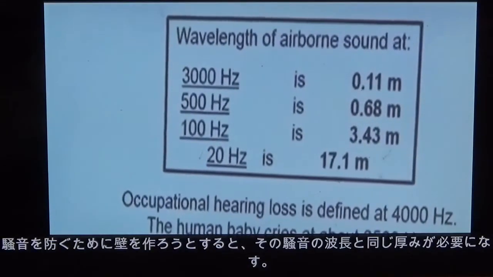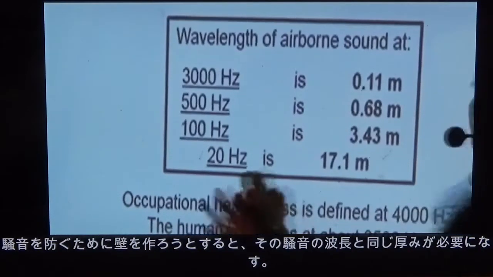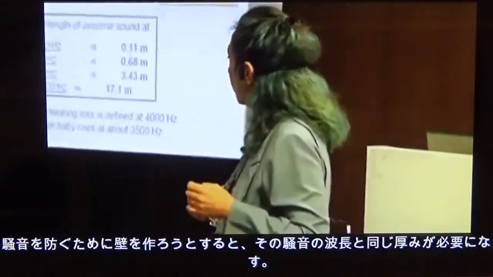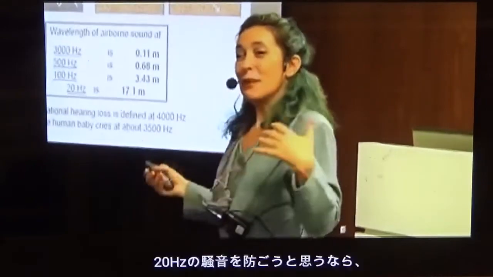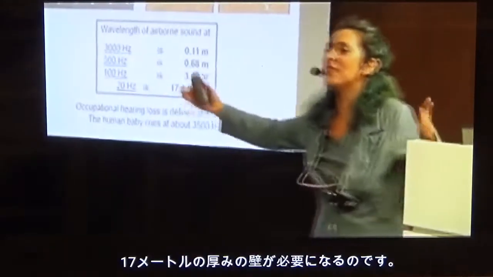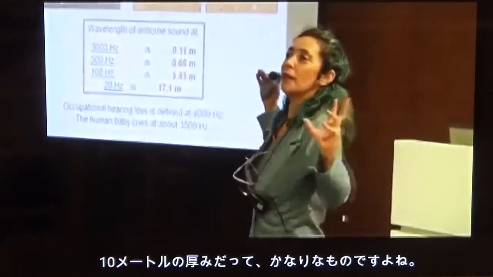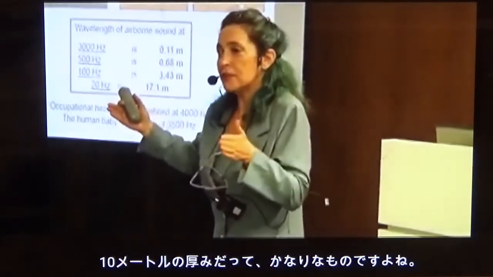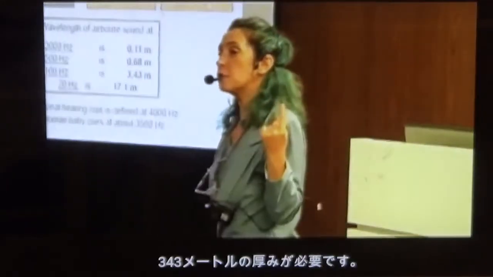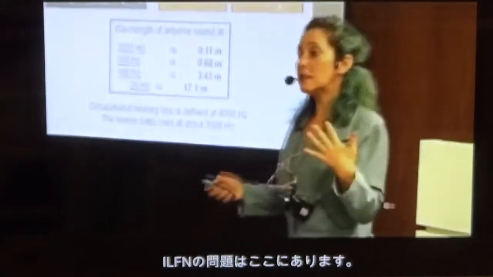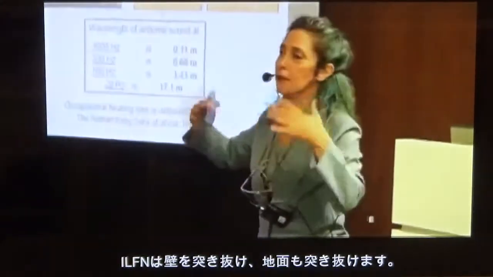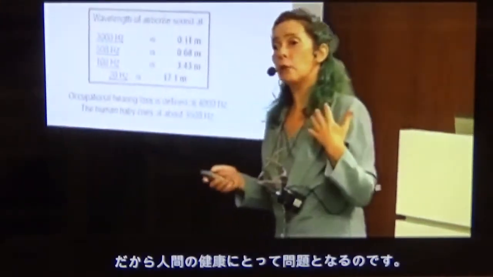Rule of thumb is when you want to make an acoustic barrier, the thickness of the barrier must be on the order of the wavelength. So if you want to protect against 20 hertz, you need a barrier of 17 meters. Okay, maybe you have special materials, 10 meters, that's still very big. And when you go down to 1 hertz, it's 343 meters. This is the problem with low-frequency noise. It penetrates into the buildings. It penetrates the earth. And this is why it is a problem for human health.